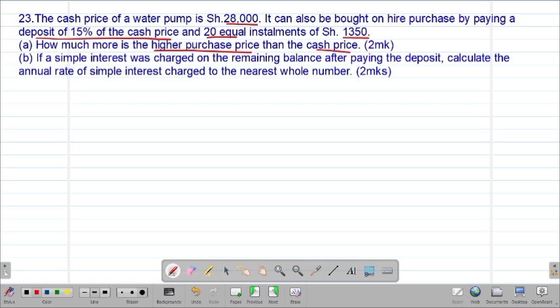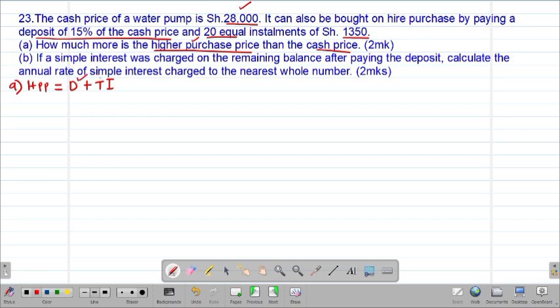So part of the question, they want us to determine how much more is the hire purchase price than the cash price. Because we are already given the value of the cash price, it means that our target is to find the value of the hire purchase price so that we can compare those two. So part A of the question, we're going to start by getting the hire purchase price, which is always given by the deposit, then of course we add the total installments. So from the formula, clearly we shall need the value of the deposit.